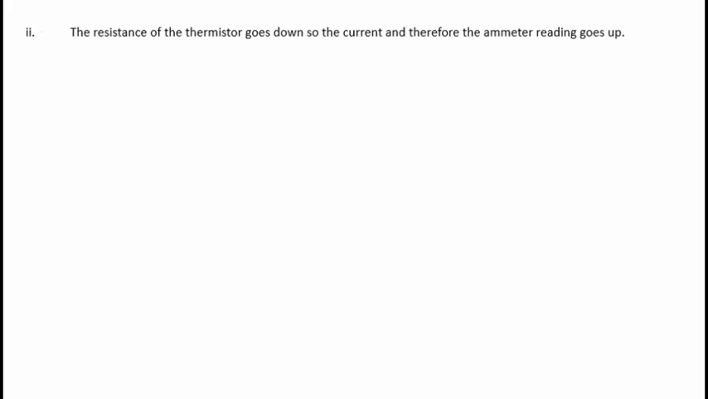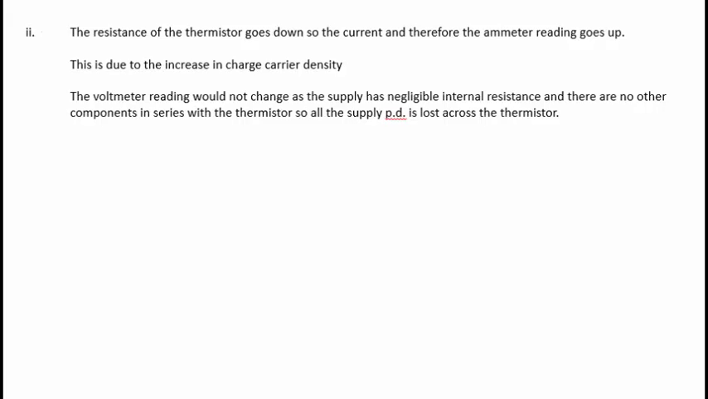In part 2, we're told the thermistor is now heated. We're to describe and explain the effect on the ammeter and voltmeter readings. Well, the resistance of the thermistor will go down, so the current and therefore the ammeter reading will go up. This is due to the increase in charge carrier density in the thermistor as it is heated. The voltmeter reading wouldn't change. We're told the supply has negligible internal resistance and there are no other components in series with the thermistor, so all of the supply potential difference is lost across the thermistor.